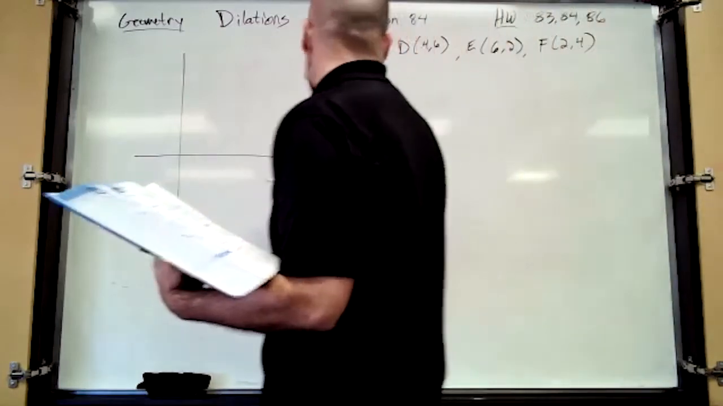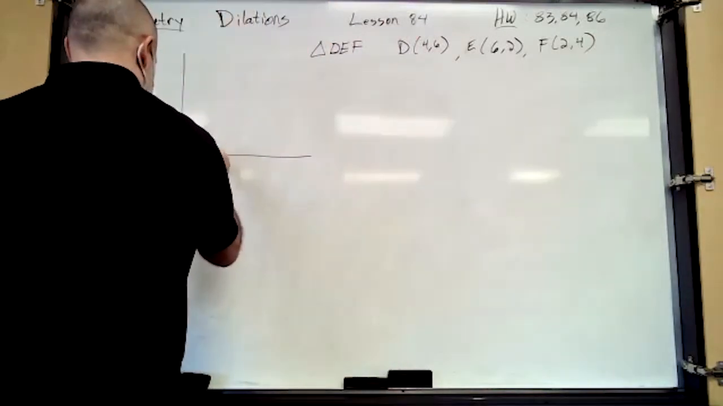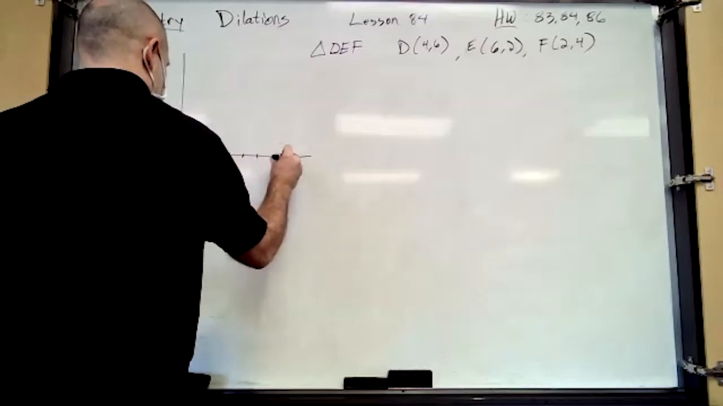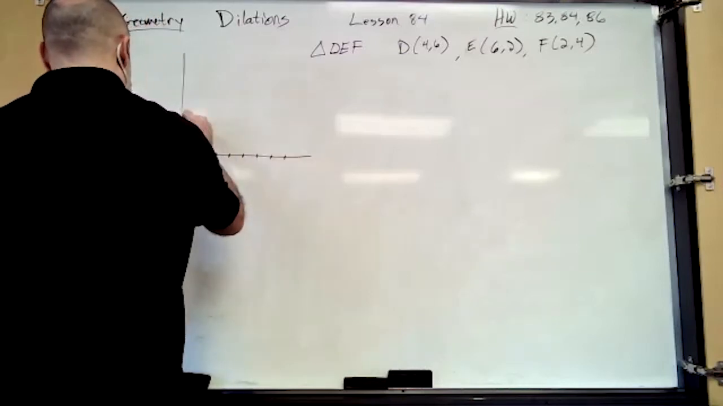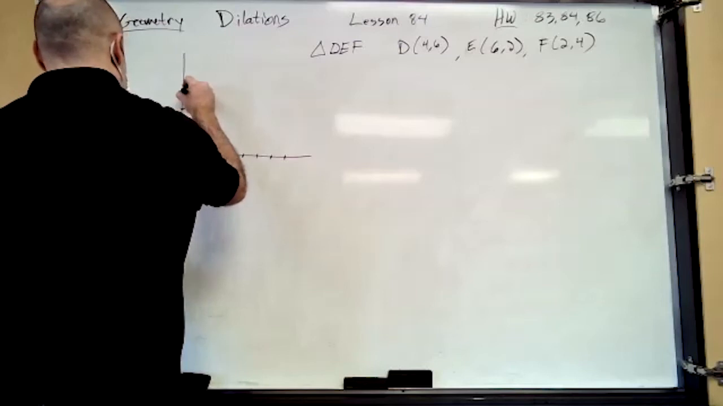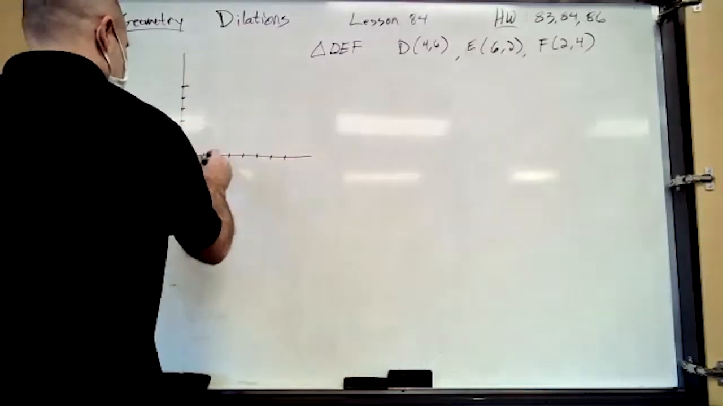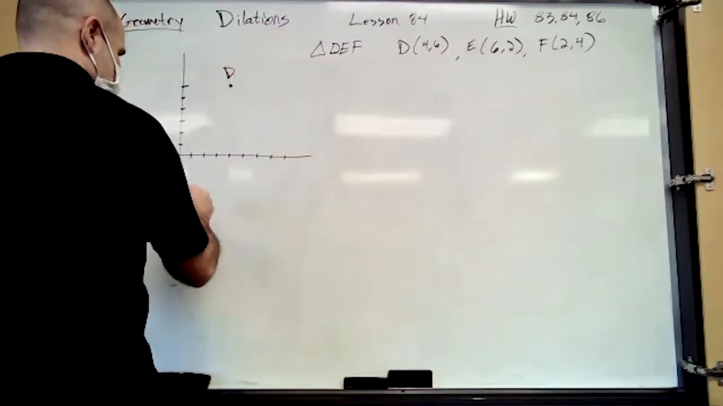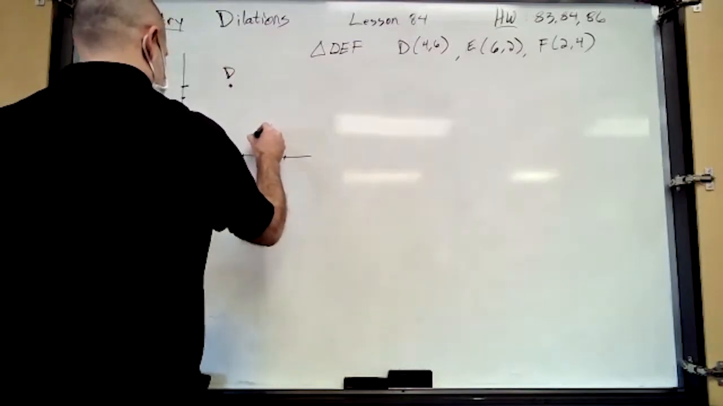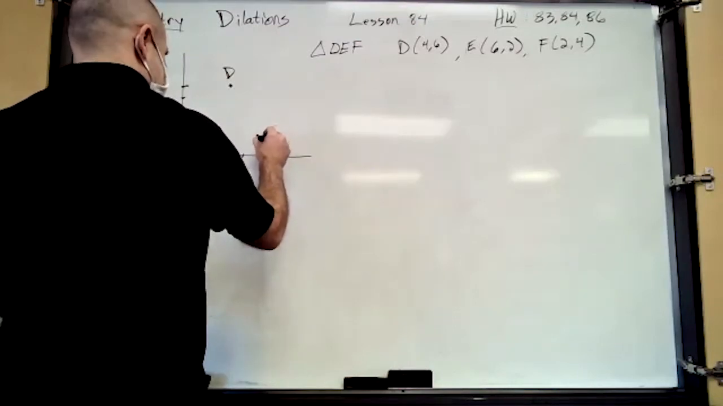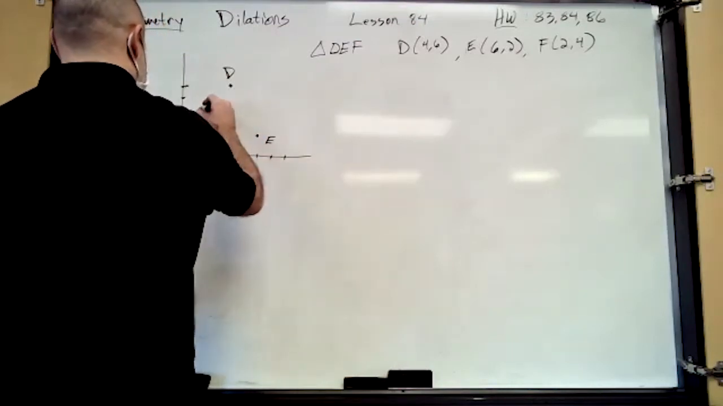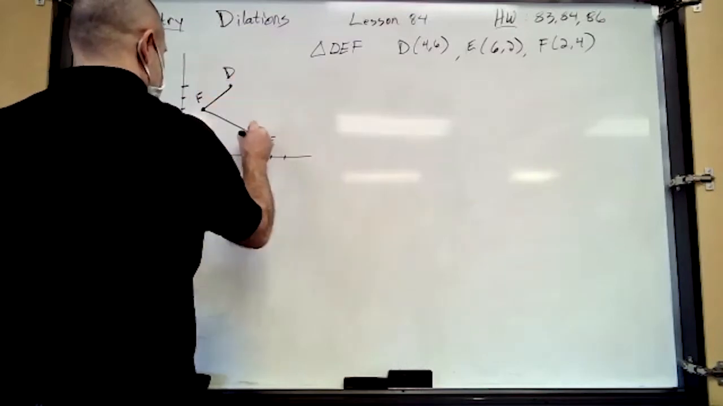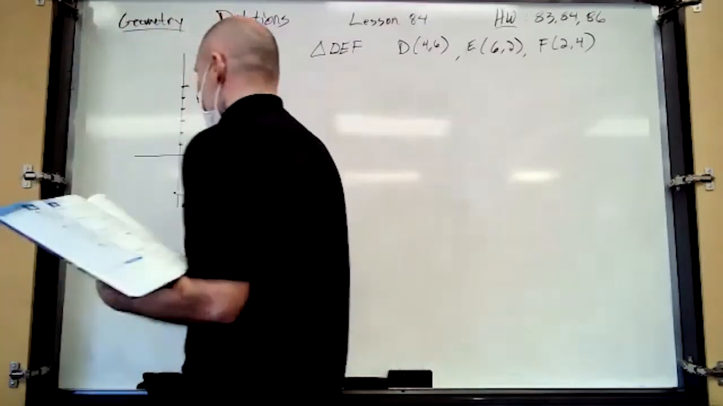Okay, so I'm going to try to be as exact as possible. So 4, 6: over 4, up 6. There's D. 6, 2: over 6, up 2. There's E. 2, 4. There's F. So here is what DEF looks like.